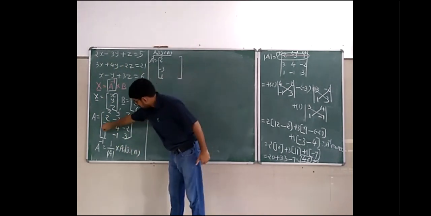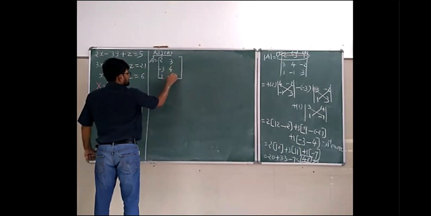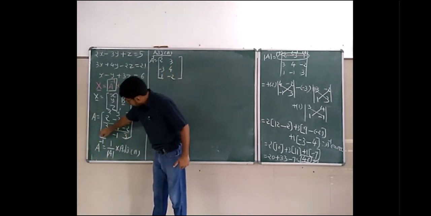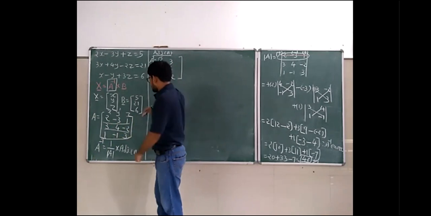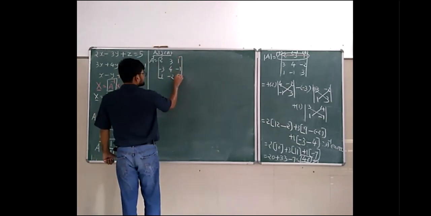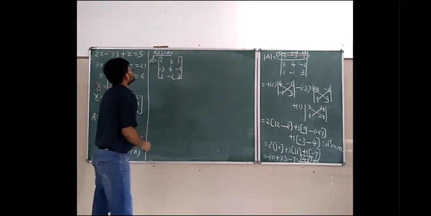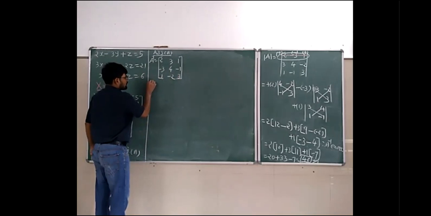This is the second row, we'll write it in the second column: 3, 4, minus 2. This is the third row, so we'll write it in the third column: 1, minus 1, and 3. Clear? Okay.